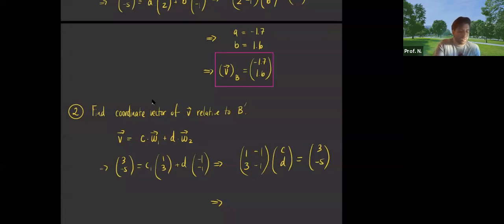I'm going to create a matrix using my calculator: 1, -1, 3, -1. And then the column vector would be, again, 3, -5. When I perform this, I get -4, 7. So I get v relative to the new basis. The coordinate vector is -4, -7.